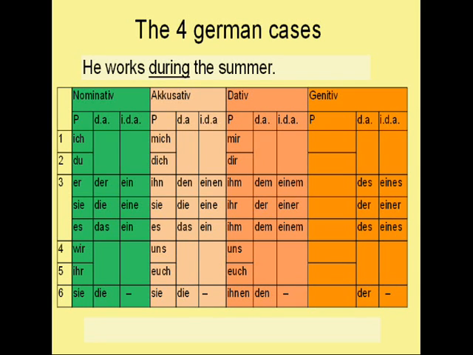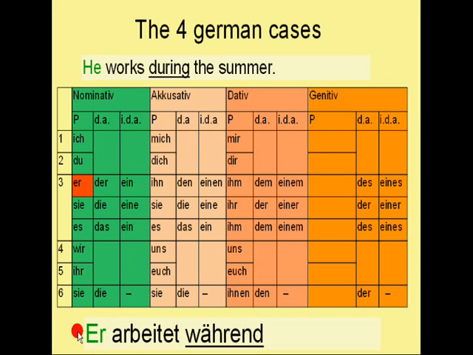He works during the summer. How would you translate this sentence? First of all, which part of the sentence is the subject? He is the subject, and he means er in German. Works means arbeiten in German, and the verb arbeiten is a regular verb and is conjugated according to the subject. Therefore the sentence starts with Er arbeitet während. Now you know that the summer is the object of the sentence, and you already know in which case it is. It's in the genitive case, and therefore it's a genitive object.